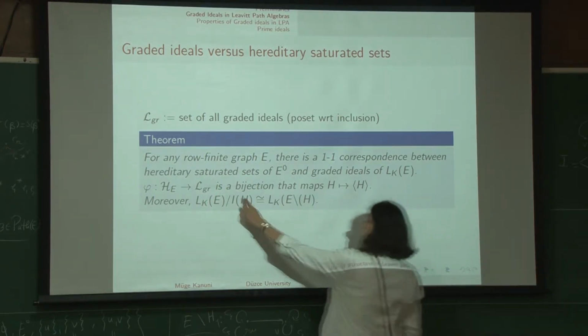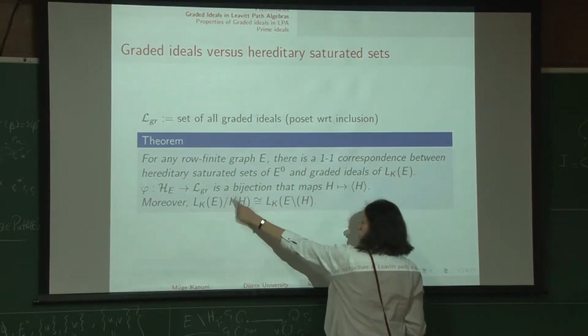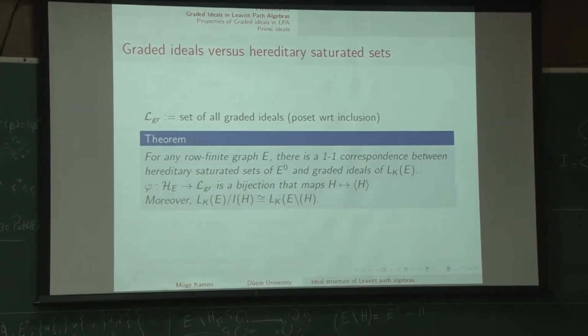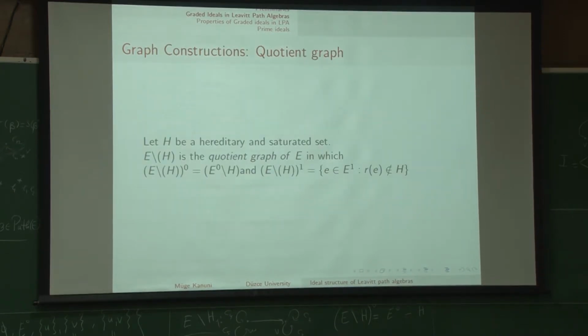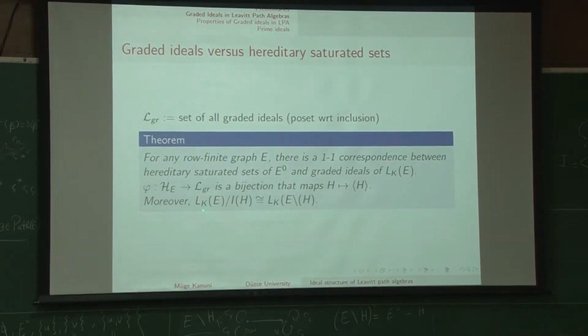I'm sorry, this is exactly the same thing. This is the ideal generated by H. I should have used this notation. The Leavitt path algebra. Okay, the quotient, now this is a quotient algebra. If I quotient the Leavitt path algebra by the ideal generated by H, I'm going to get another Leavitt path algebra. This time over the graph, the quotient graph that we have just described. So that was the reason for the construction. That's why it's called that.